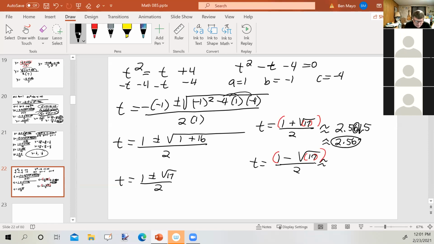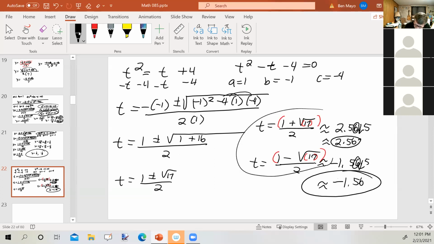Now, 1 minus the square root of 17 all over 2, I get negative 1.5615. Again, the 1 rounds down, and I get negative 1.56. So those are the two decimal approximation answers to the nearest hundredth. So we've got the exact answers and the decimal approximations. Any questions on that one? Nope, okay.